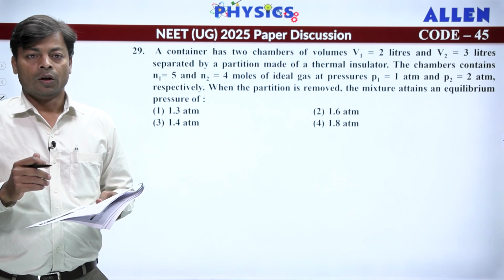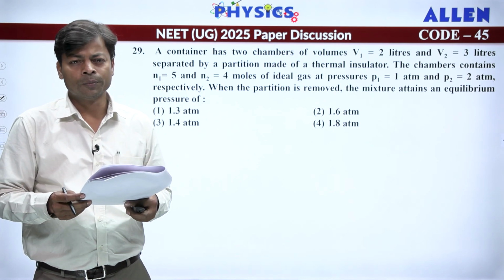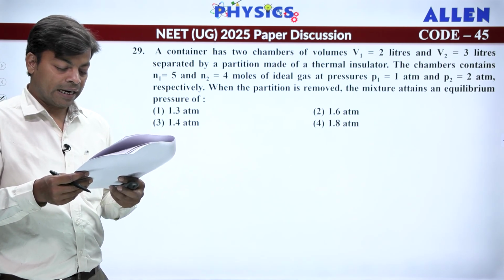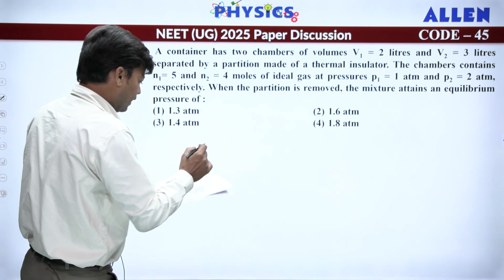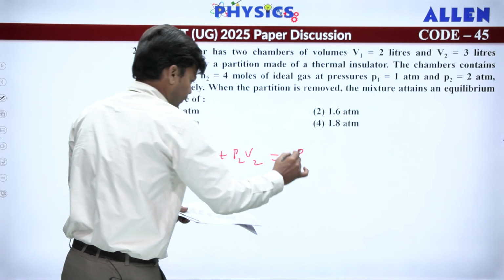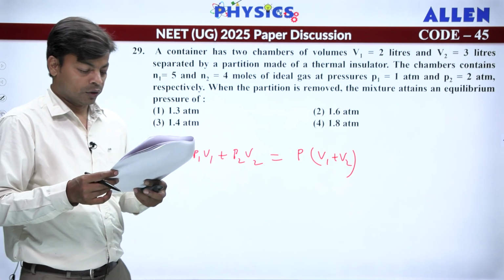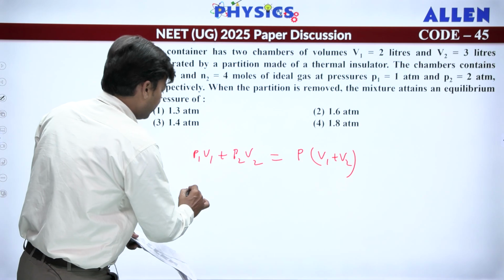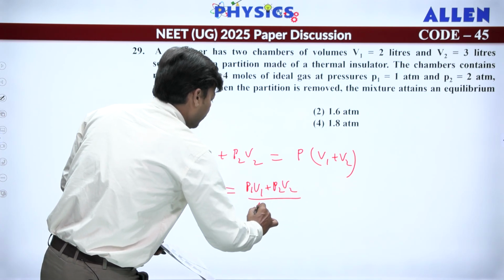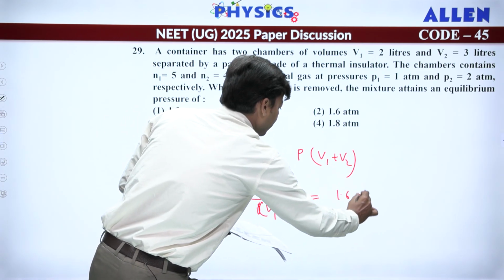So here the two chambers have gases at certain pressures and they have different volumes. When the partition is removed, net energy is not going anywhere, so that is going to be conserved. So we can write P1 V1 plus P2 V2 is equal to P common after the partition is removed into V1 plus V2, because that's the net volume. If we put all the values, we will get P as P1 V1 plus P2 V2 divided by V1 plus V2, and we will get the second option, which is 1.6 atm.